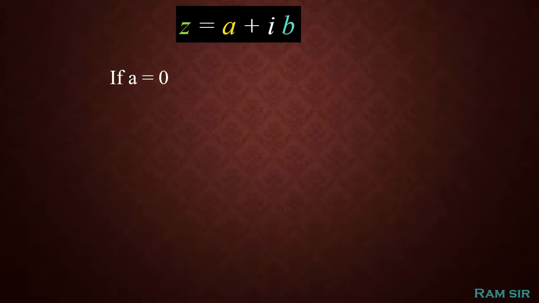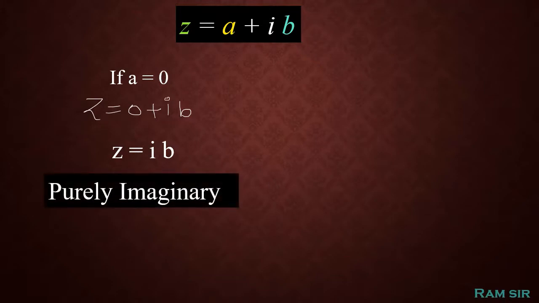And if the value of a becomes 0, then we get Z is equal to 0 plus ib. And 0 plus ib is nothing but equal to ib. So the real part becomes 0, then we are left with the imaginary part. Therefore, such a number where the real part is 0 is called a purely imaginary complex number.